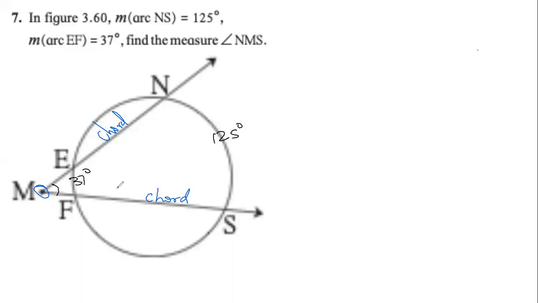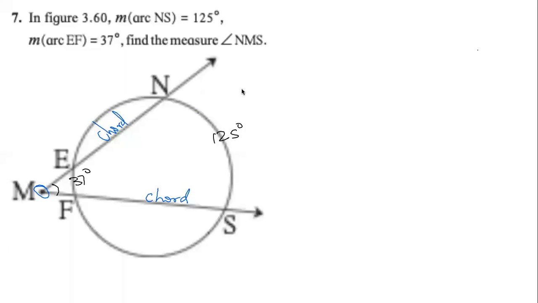And we have to find the angle between them. NMS is the angle between them. So what happens? Do we need to add something or do we need to subtract? The intersection is happening outside the circle. You have to subtract. Now you are correct. And subtraction is not enough. We have to subtract and then take half of it.